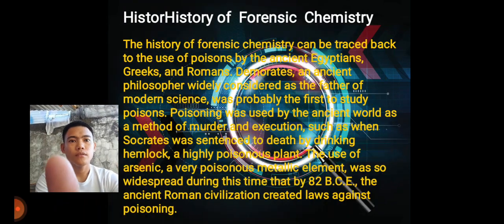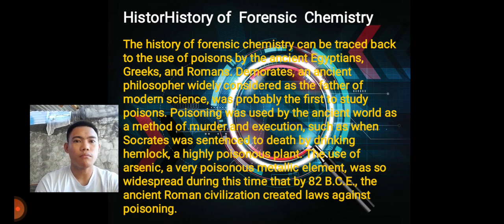Next, history of forensic chemistry. The history of forensic chemistry can be traced back to the use of poison by the ancient Egyptians, Greeks, and Romans. Demosthenes, an ancient philosopher widely considered as the father of the modern science. Ibali diri sa history sa una sa forensic chemistry. Mao ang first nagamit ng poison ang Egyptian, Rome, and Greeks. Then was probably the first to study poison.